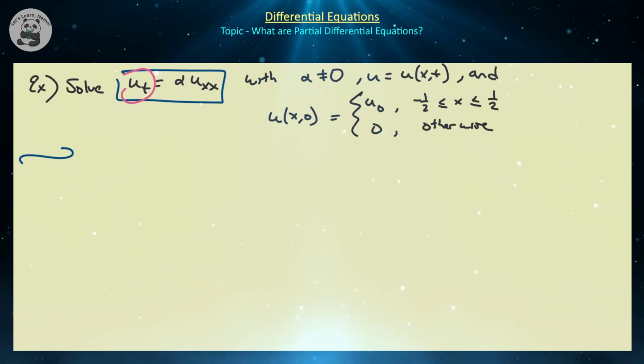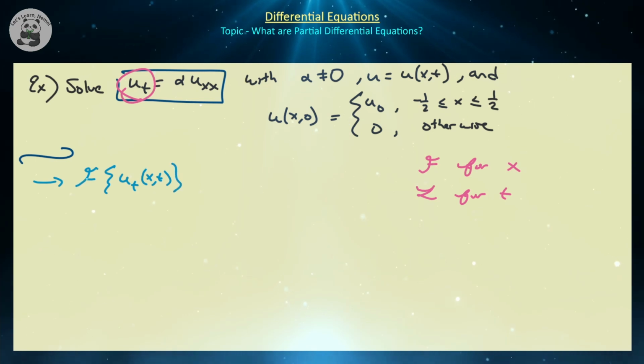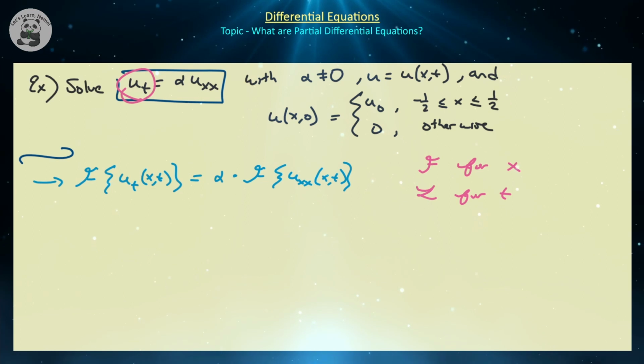So the first thing that I want to take care of is that time derivative. In order to do that, keep in mind, what is the strategy? We're going to be using Fourier transforms for taking care of x, and Laplace transforms for taking care of t. You can go in any order, but I'm going to start with the Fourier transform. So I'm going to begin by taking the Fourier transform of the partial derivative of u, which currently is a function of x and t, and then I'm going to factor out that alpha because Fourier transforms are linear operators, so we're going to have alpha times the Fourier transform of u_xx of x, t.